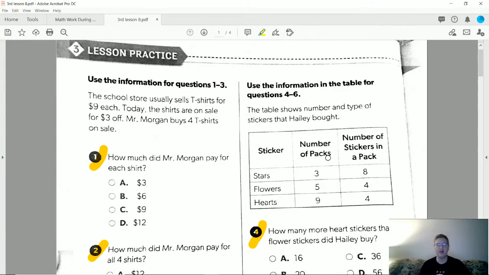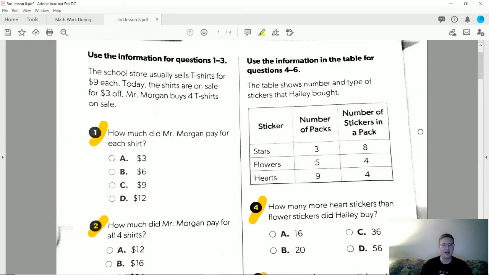So today we were working with multiple step problems. So we were working with multiplication mainly, and then also doing addition or subtraction to compare. So let's go ahead and take a look at our problems.